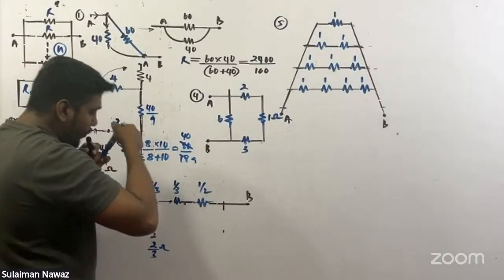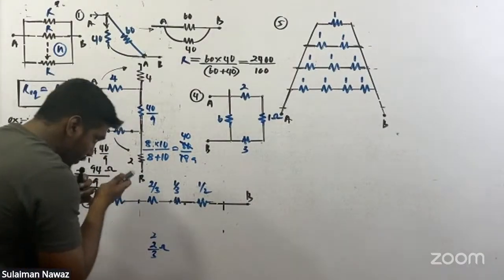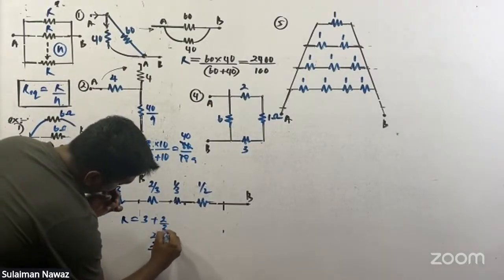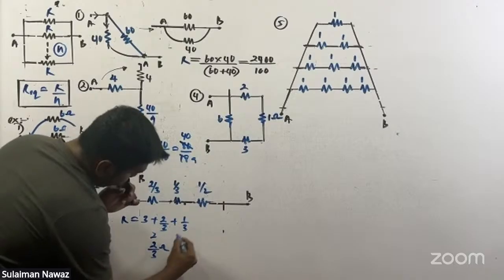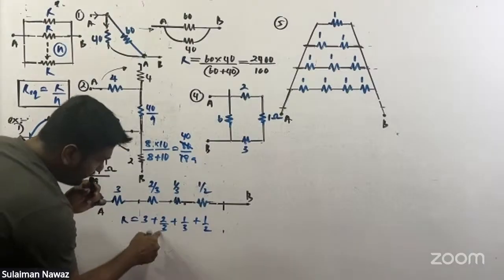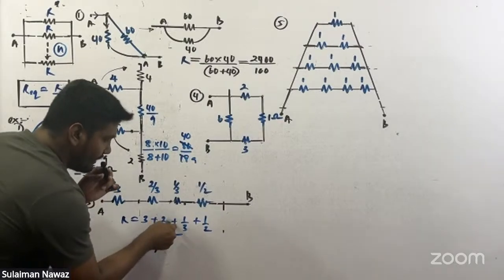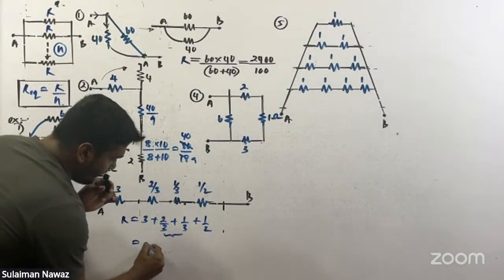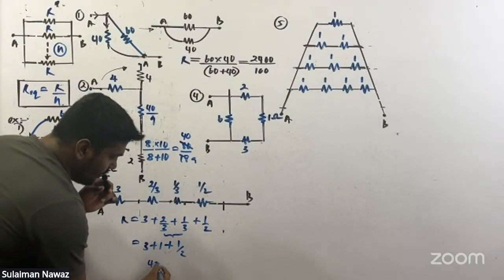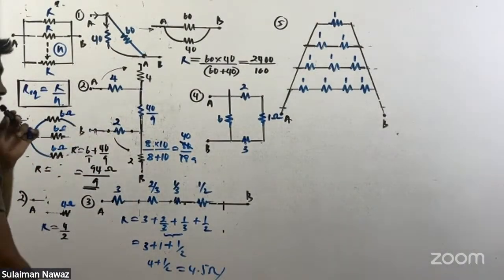Finally, these four are in series. Addition. Equivalent going to be 3 plus 2 over 3 plus 1 over 3 plus half. Simplify this one: 2 over 3 plus 1 over 3 means 3 over 3, which means 1. 3 plus 1 plus half. 3 plus 1 means 4. 4 plus half means 4.5 ohms.